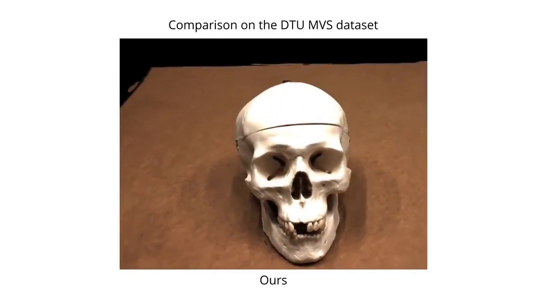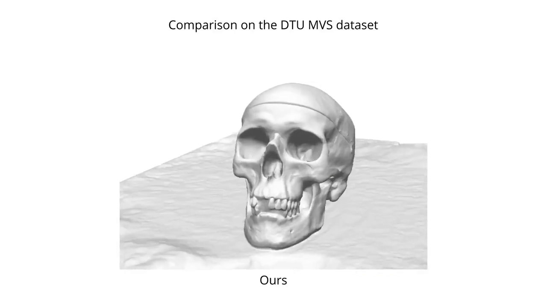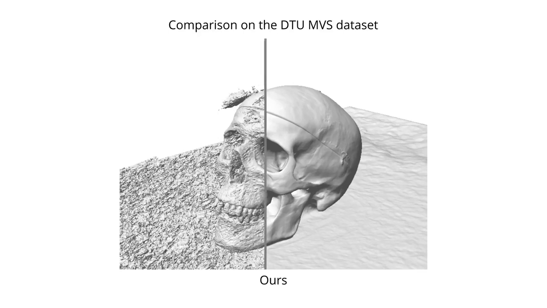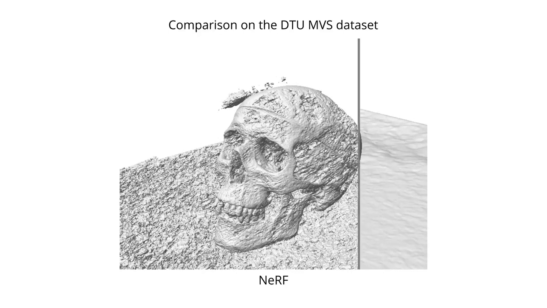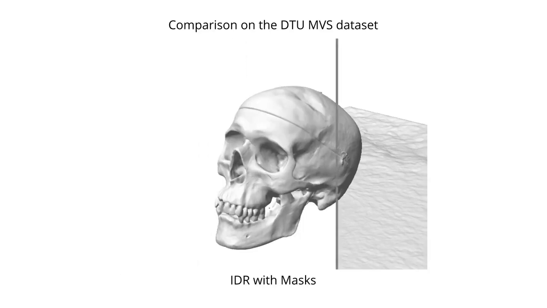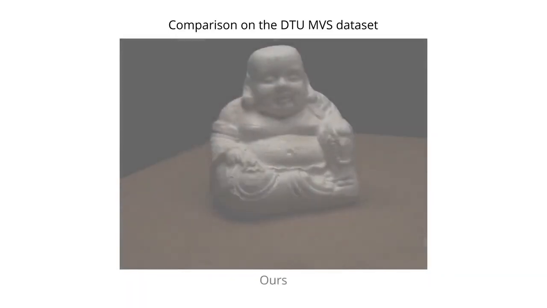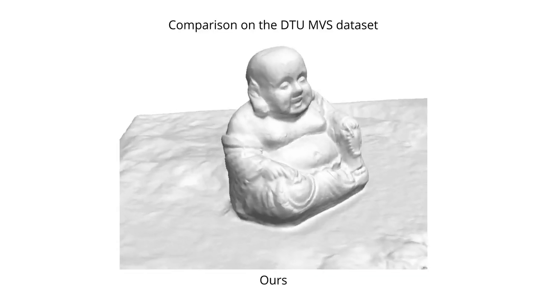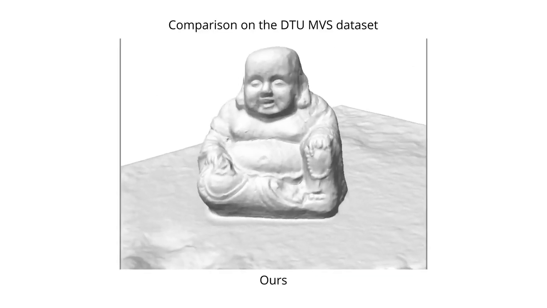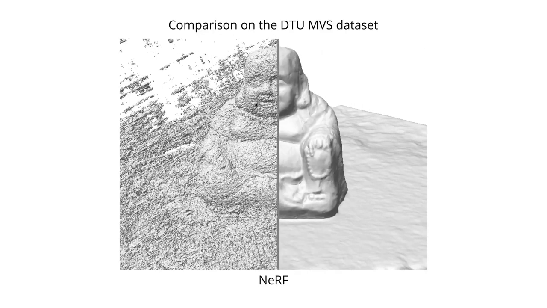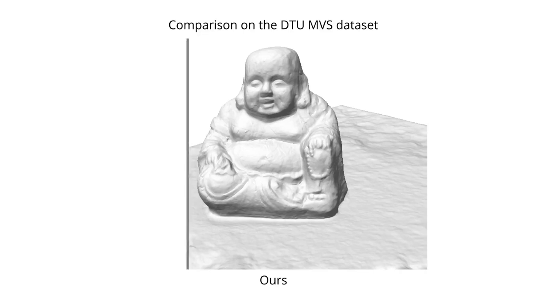To assess the capabilities of UNISURF, we conduct experiments on multiple datasets. Here we provide the output of UNISURF for the skull sample from the DTU-MVS dataset. The reconstructed appearance as well as the geometry are plausible and contain high quality details. Our predictions show fewer artifacts than the level set extracted from NeRF, and the reconstruction quality is on a similar level as IDR that is trained with pixel accurate masks.